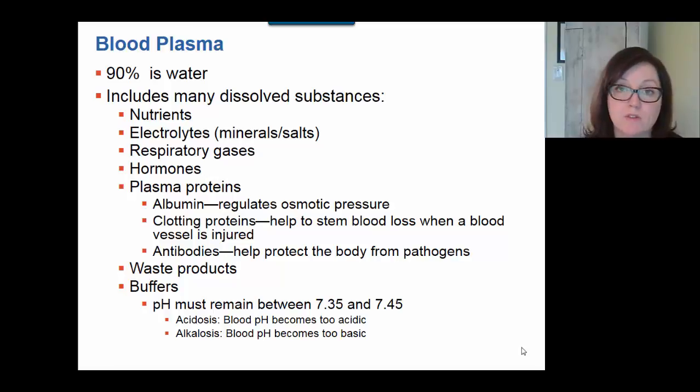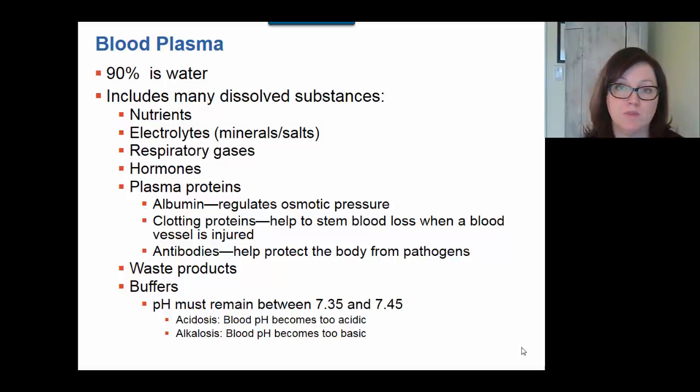Buffers are molecules that can take in or release hydrogen ions as necessary in order to maintain a pH. Buffers are really important for making sure that the pH doesn't deviate very far in the bloodstream. The pH in the bloodstream has to remain between 7.35 and 7.45, and if we deviate from that for an extended period of time, death can occur. An example of a buffer we find in the bloodstream is bicarbonate, and bicarbonate helps to prevent the conditions of acidosis and alkalosis.